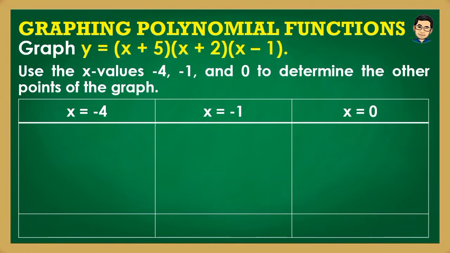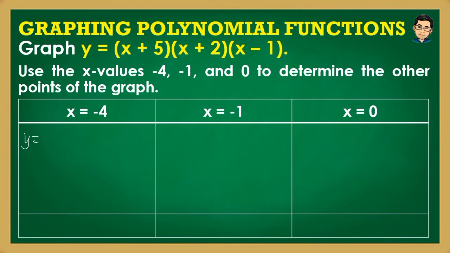So, just like we've done before, isa-substitute lang natin yung mga x values na yan dun sa given function in place of x, lahat ng x na nakikita natin dyan. And then, makukuha natin yung y value. And then, madedetermine natin yung tatlong points. So, let's start with negative 4.